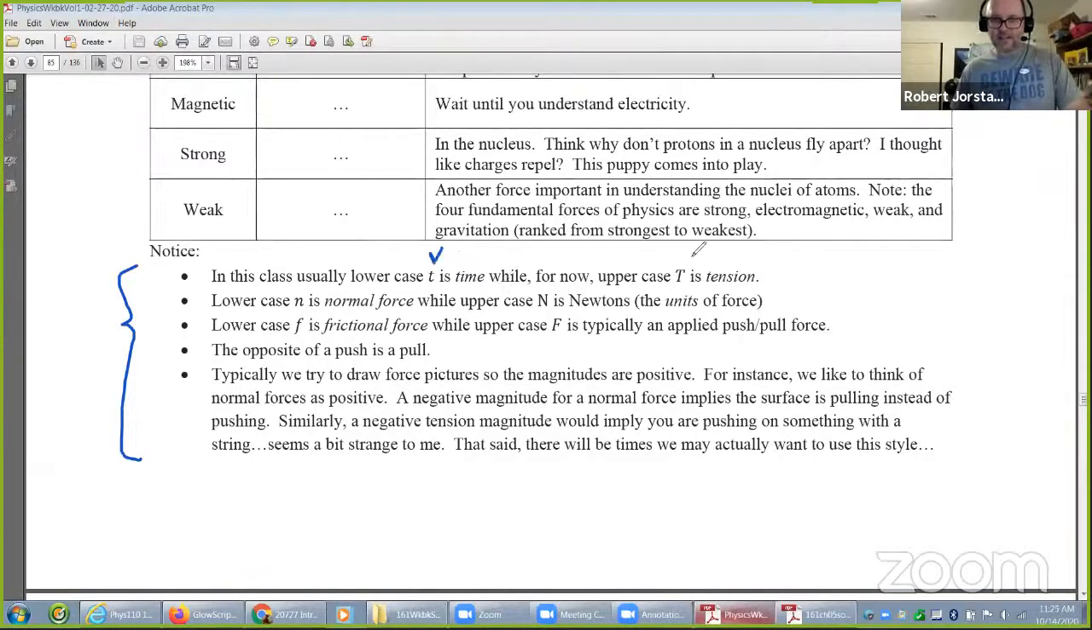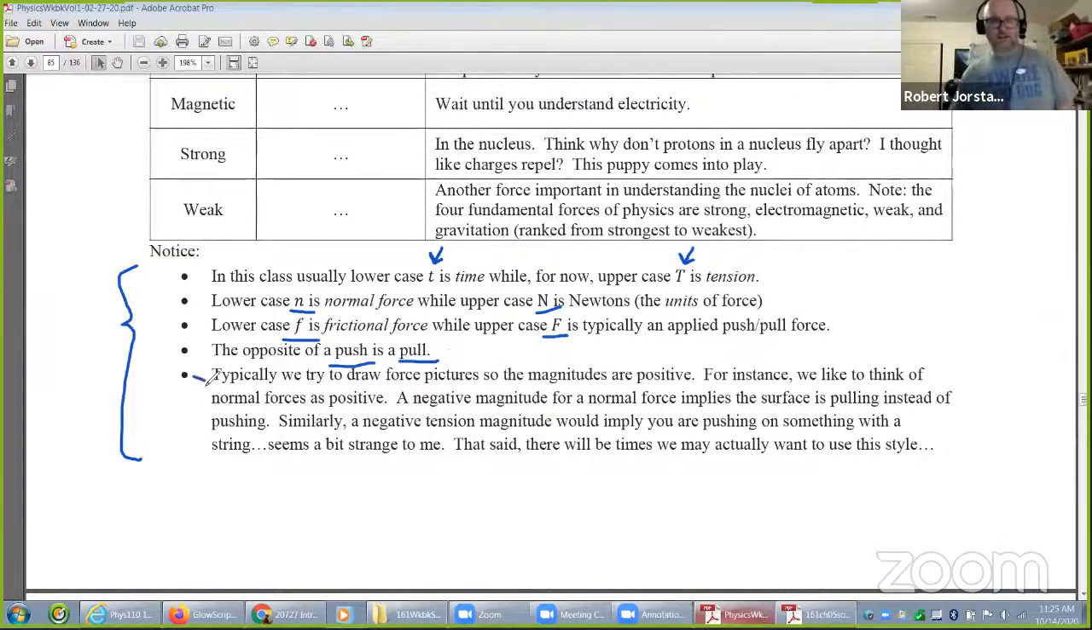For me, lowercase t is going to be time. Uppercase T is usually tension, and again, here I mean tension magnitude. Lowercase n is normal force. Capital N is newtons, the units. Lowercase f is friction. Capital F is some applied force. Push and pull are basically the same thing from different directions.